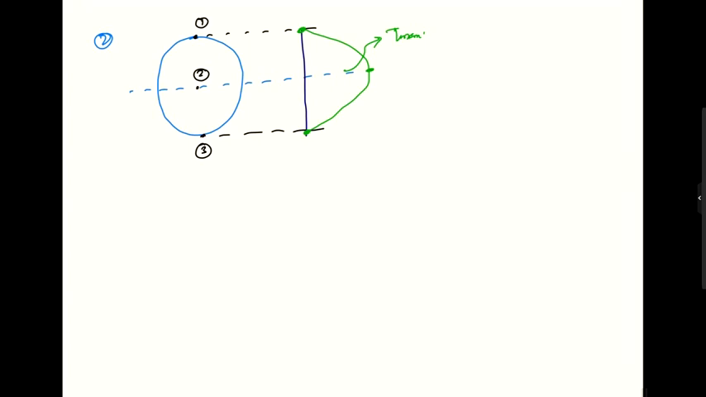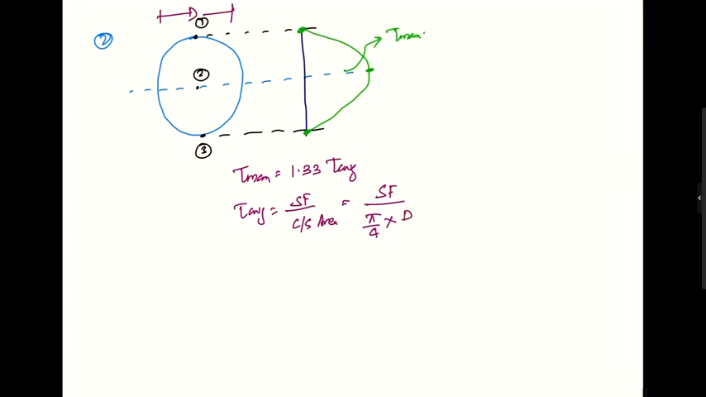Here for a circular section, tau max is 1.33 tau average, where tau average is shear force divided by cross-sectional area, that is shear force divided by pi by 4 into d square, where d is the diameter. So the next one you need to understand is, for a circular section, tau max is 1.33 tau average. Is it fine? Is it okay?